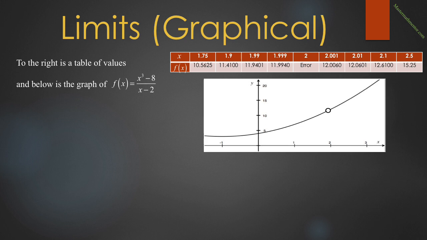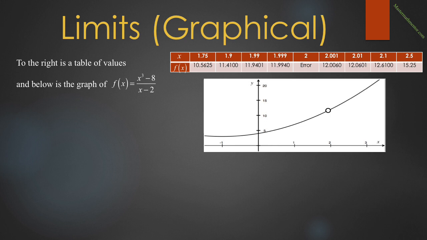Let's examine the graph of f of x equals x cubed minus 8 divided by x minus 2. To the right, you see a table of values for x when x is close to 2 and the corresponding values of f of x taken out to 4 decimal places. Note that when x equals 2, there's an error because we're dividing by 0. Note that we show this with a hole in the graph.